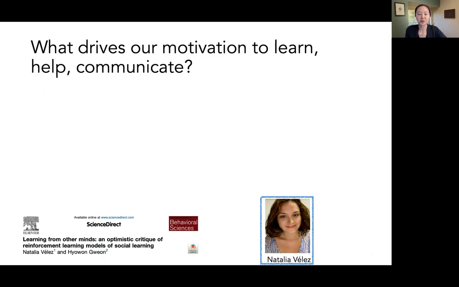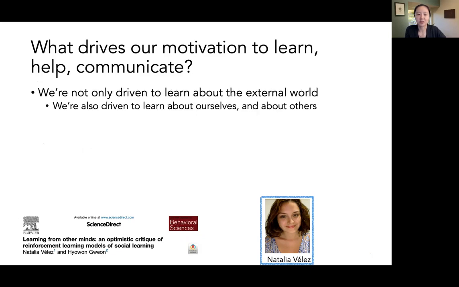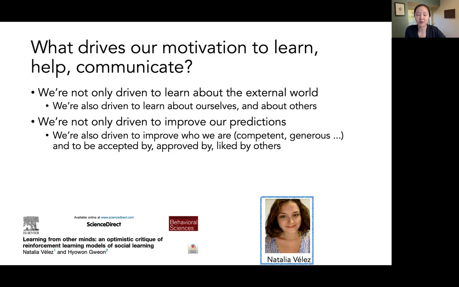In order to get there, one thing we need to better understand is what drives the human motivation to learn, help, and communicate. Some of the new work coming out of our lab suggests that we're not only motivated to learn about the external world, we're also driven to learn about ourselves and about others by engaging in social interactions with others. And we're not only driven to improve our predictions about how the world works, we're also driven to improve who we are in terms of competence as well as generosity. And we want to be accepted by, approved by, and liked by other people.